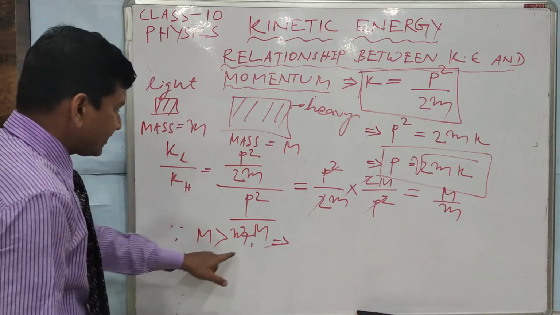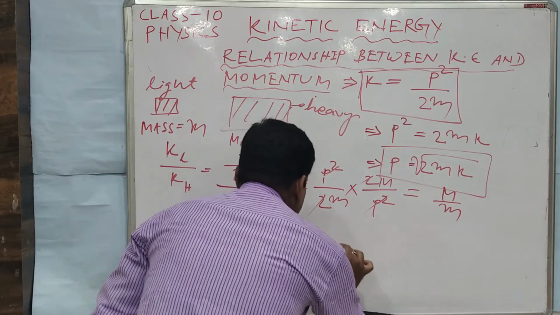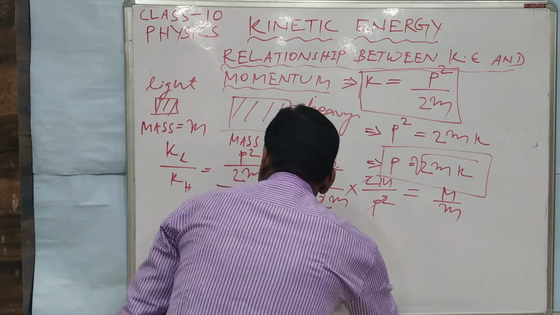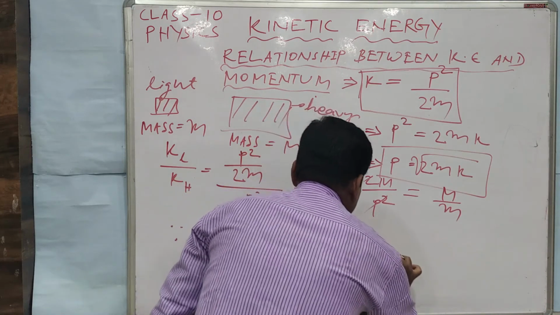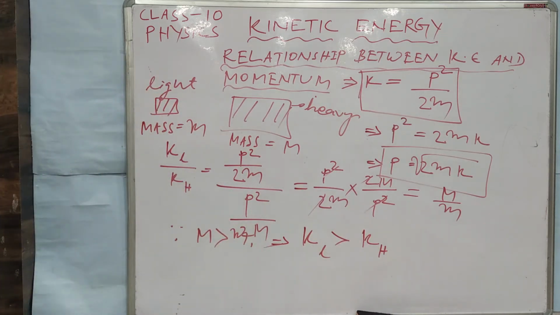Since capital M is greater than small m, the kinetic energy of the light body is obviously greater than the kinetic energy of the heavy body. So in this way you can show in mathematical form how the kinetic energy of the light body is becoming more than the kinetic energy of the heavy body.